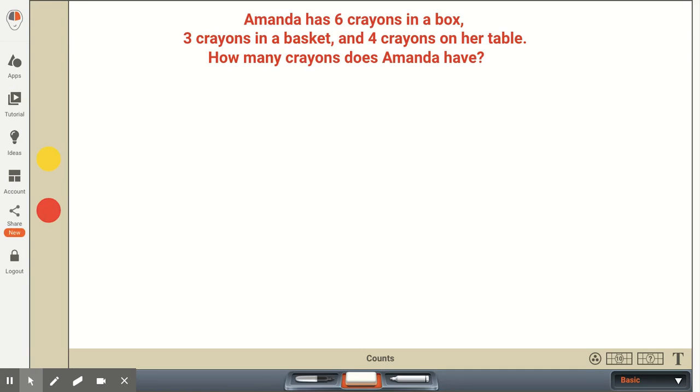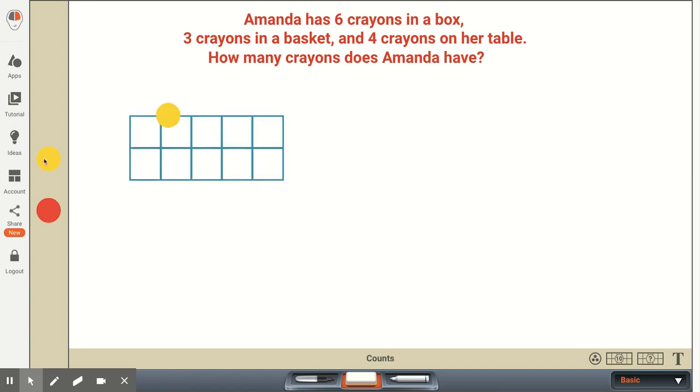So for starters, we'll start with doing objects, and what I'll do is I'll use a 10 frame. So here's a 10 frame, and I started with the first 6 crayons that Amanda has. Amanda has 6 crayons in a box, 3 crayons in a basket, and 4 crayons on her table. How many crayons does Amanda have?